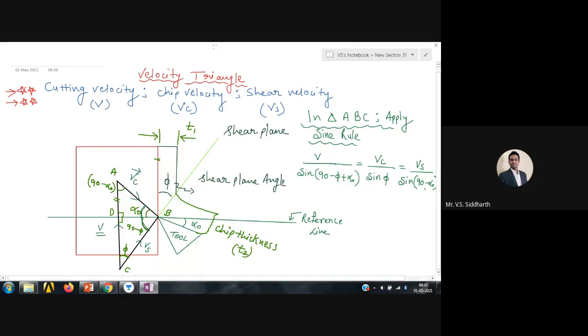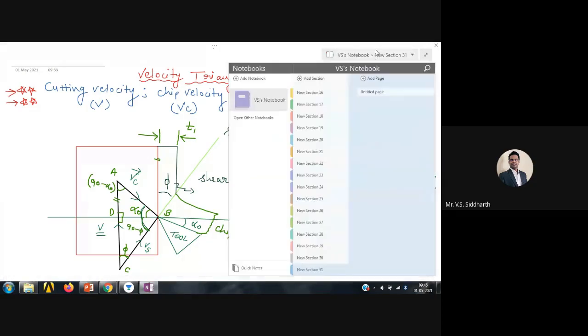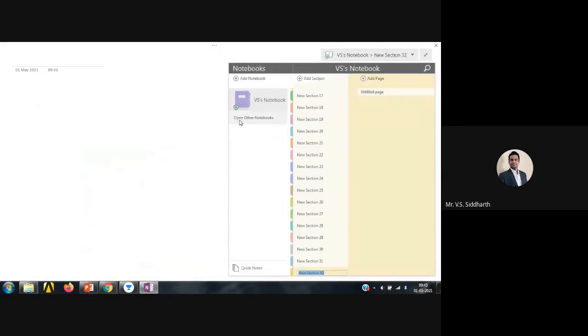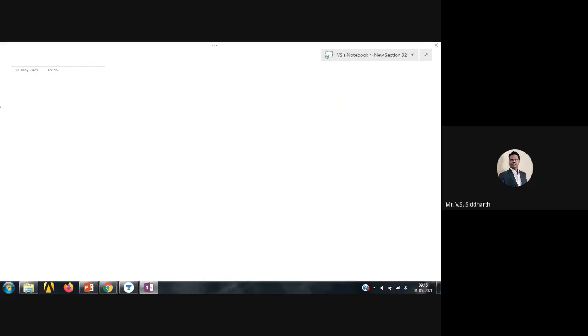Any doubts? Anything? Nothing? Okay. So I'm moving to the next slide and I'm writing the same expression that I have written. That is V divided by sine 90 minus phi plus alpha naught equals Vs upon sine 90 minus alpha naught equals Vc divided by sine phi.